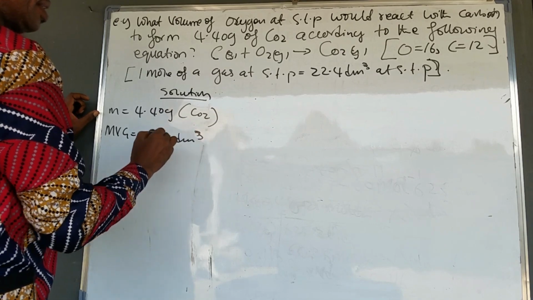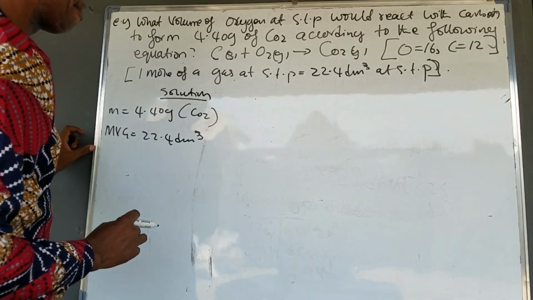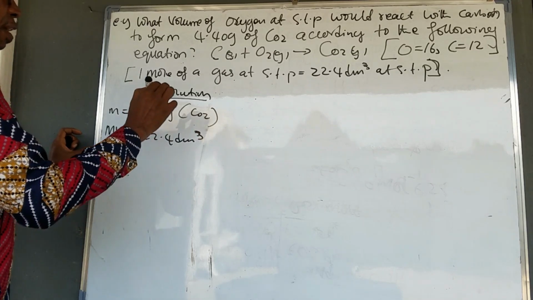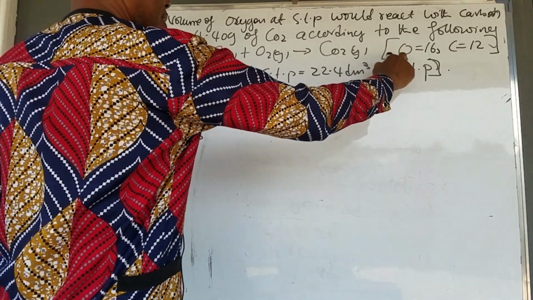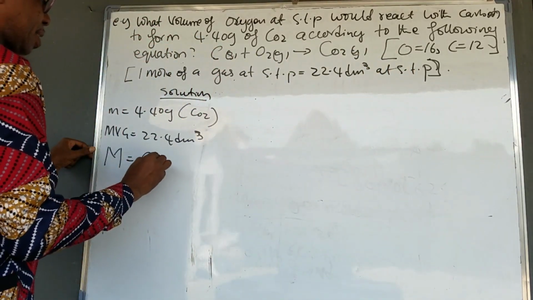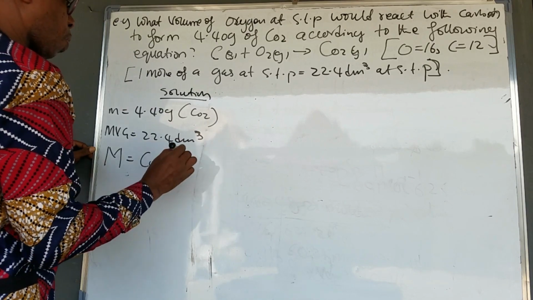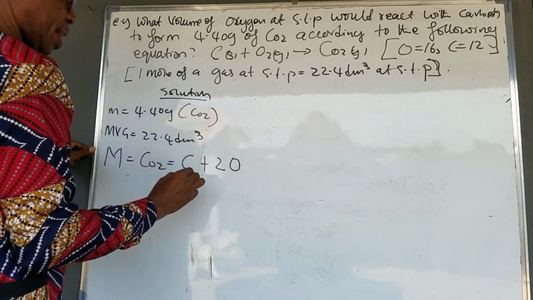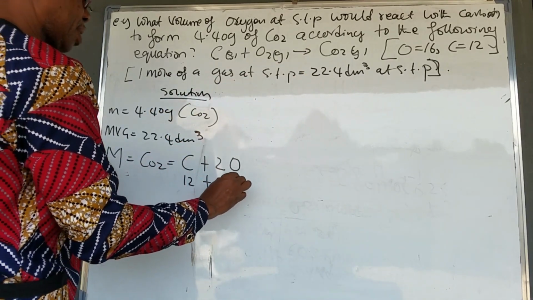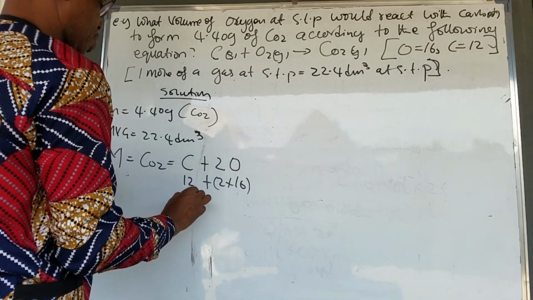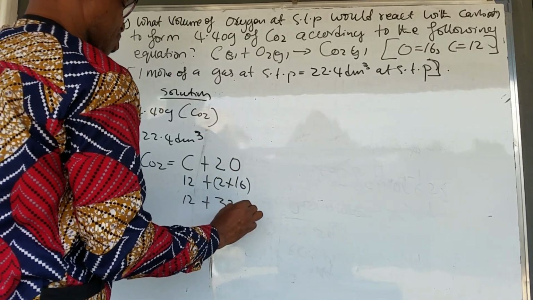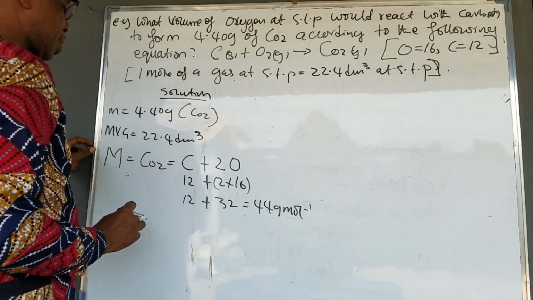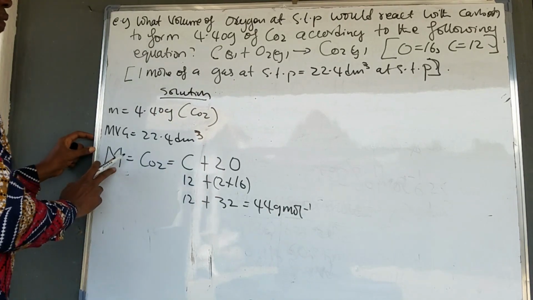And interestingly, we also need to get the big M. The big M, we need to find it this time around because it's not given to us. What they gave us is the relative atomic mass. And we can find it because carbon(IV) oxide is 1 carbon plus 2 oxygen. Carbon we know here is 12, and 2 times 16. That will give us 12 plus 32, and that is 44 grams per mole. That is the molar mass of carbon(IV) oxide.